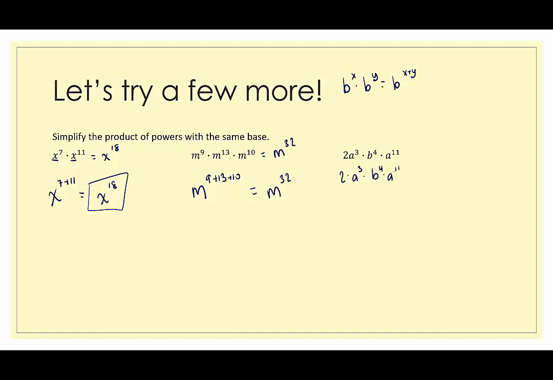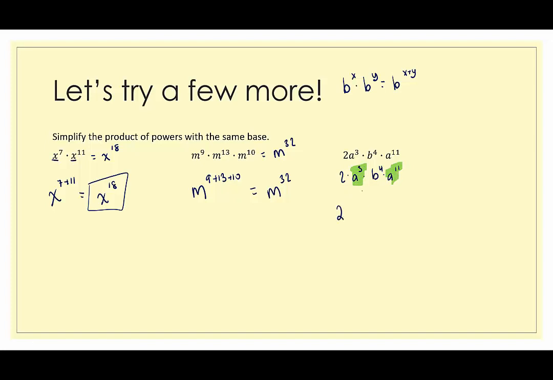We have 4 different bases in this case. 2 is its own. It has its own exponent. When we go to combine, we're looking for same bases. The a cubed and the a to the 11th are the only same bases that we have. Everything else we would just bring down.